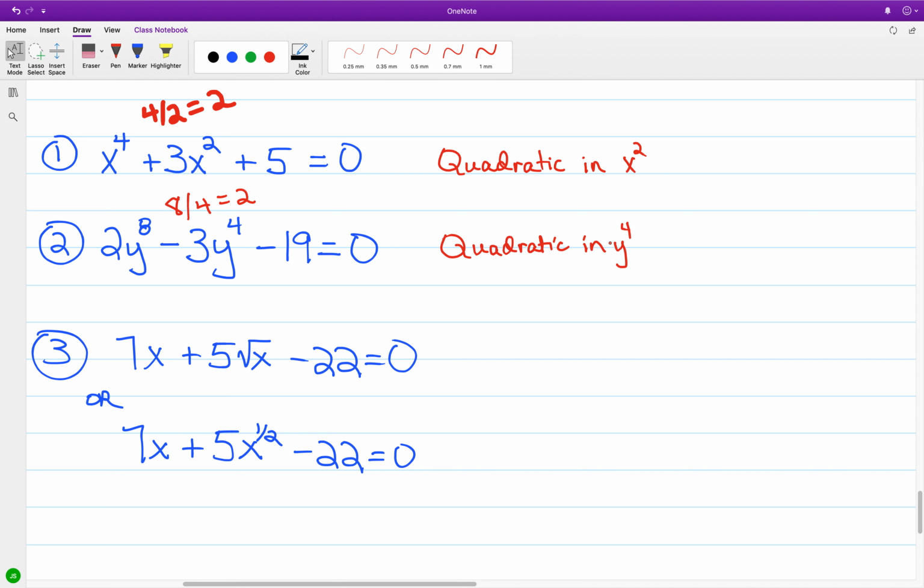Now, for what we have in the third case, we have 7x plus 5 times the square root of x minus 22 is equal to 0. And as a non-integer exponent, the square root of x is x to the 1/2. And just for what we have in this case, we have a ratio of 1 to 1/2, and that is a 2-to-1 ratio. And with the lower power represented by x to the 1/2 or the square root of x, we can say that this equation is going to be quadratic in the square root of x, which is also at x to the 1/2.